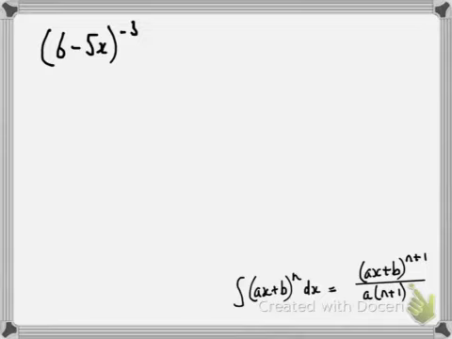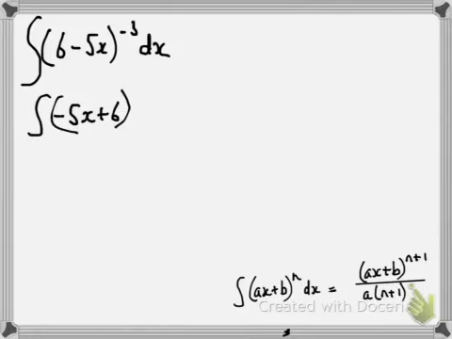Next one is (6 minus 5x) to the power of negative 3. You can see there I've got that rule that deals with this sort of situation. I forgot to put our integral sign in here, and dx. In fact, you can change this if you like, it fits in better with the rule: negative 5x plus 6. I'll change it back at the end though, just to make it look a bit better. For using the rule, we can change it to that.